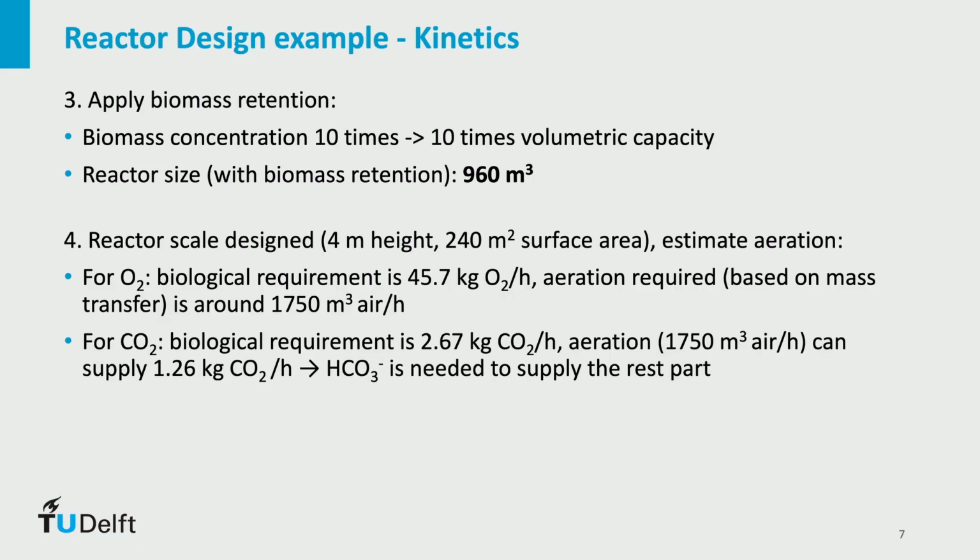Now let's look at CO2. At the same aeration rate, only about 1.26 kg per hour of CO2 can be supplied through the air, which isn't enough. Therefore, we need to supplement CO2, for example, by adding bicarbonate to the reactor. With this calculation, we can now determine the total aeration demand. Once we know both the reactor size and aeration demand, we have successfully completed the reactor design.